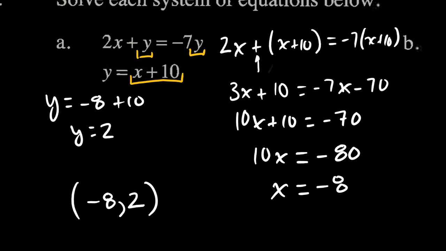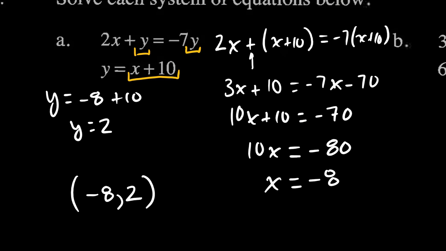And if I plug in this value into the top equation, 2 times negative 8 would give me negative 16, and then plus 2. So that side becomes negative 14. And on the other side, I've got negative 7 times 2, which is also negative 14. So I can see that it does indeed satisfy the top equation.